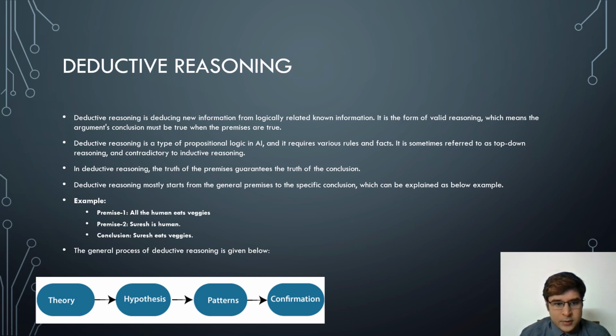So it is a top-down reasoning in which we are given facts and we have to derive the truths or new logic from the facts. So it is contradictory to inductive reasoning. We will discuss inductive reasoning later. So deductive reasoning mostly starts from the general premises to the specific conclusion, which can be explained by the below example.